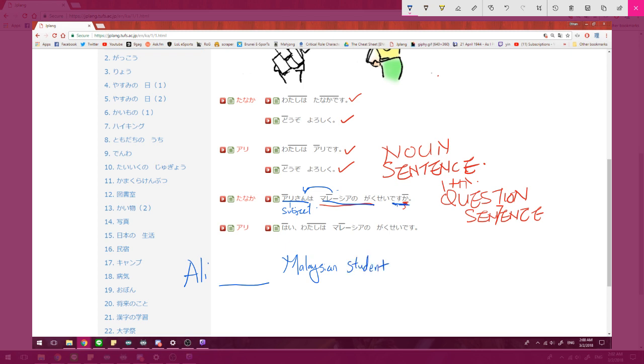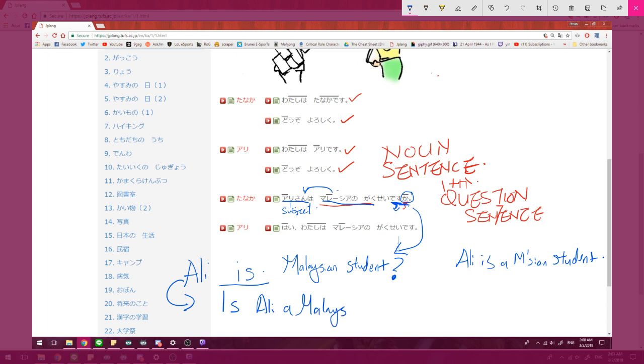And then we have desu ka. Remember, we always end it with desu, and then ka changes this into a question. Okay, so if we have ka, this becomes a question. So usually, if we don't have the ka in the sentence, we can straight away say Ali is a Malaysian student, right? But now when we have a ka, which I need to erase now, right? When you have ka over here, then instead of Ali is a Malaysian student, to turn it into a question, you have to say is Ali a Malaysian student?